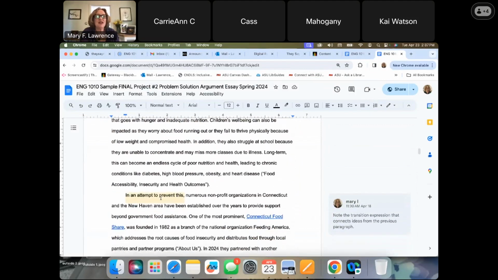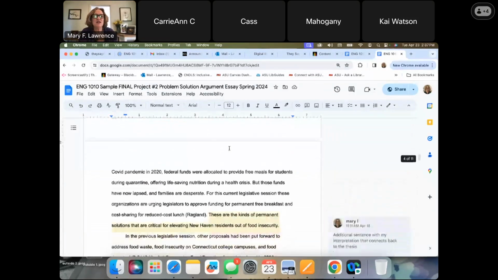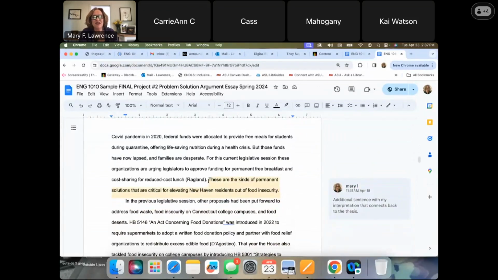For this one, I did add this transition because I wanted to connect to the idea in the previous paragraph. And then I added that second piece of bread for the sandwich. These are the kinds of permanent solutions that are critical for elevating New Haven residents out of food insecurity. So that connected back to my thesis. So remember, those transitions that you do at the beginning and at the end of paragraphs are connecting each idea from one to the next, and they're also connecting back to your thesis. That's how you add the coherence to your essay.